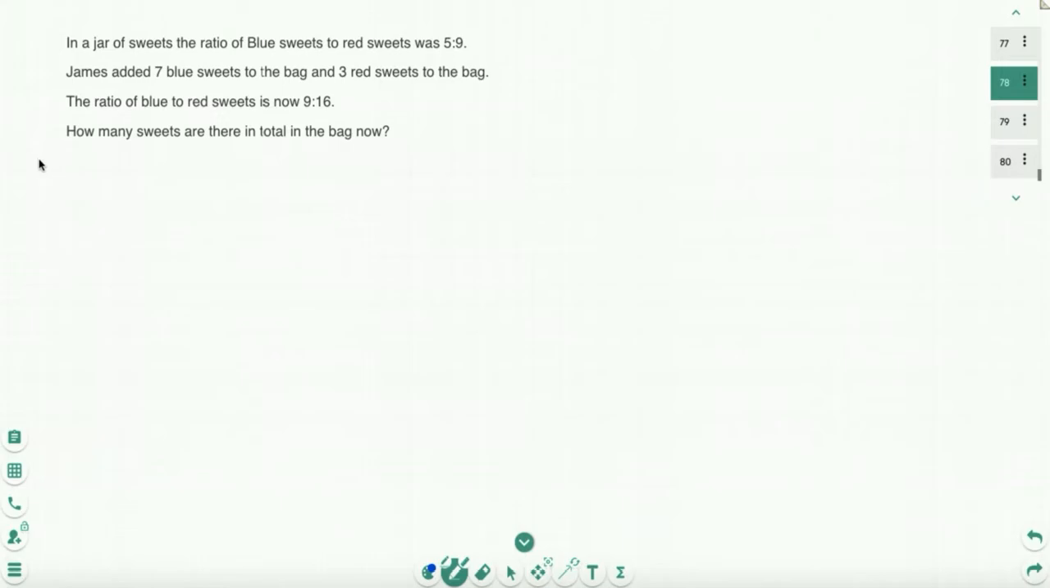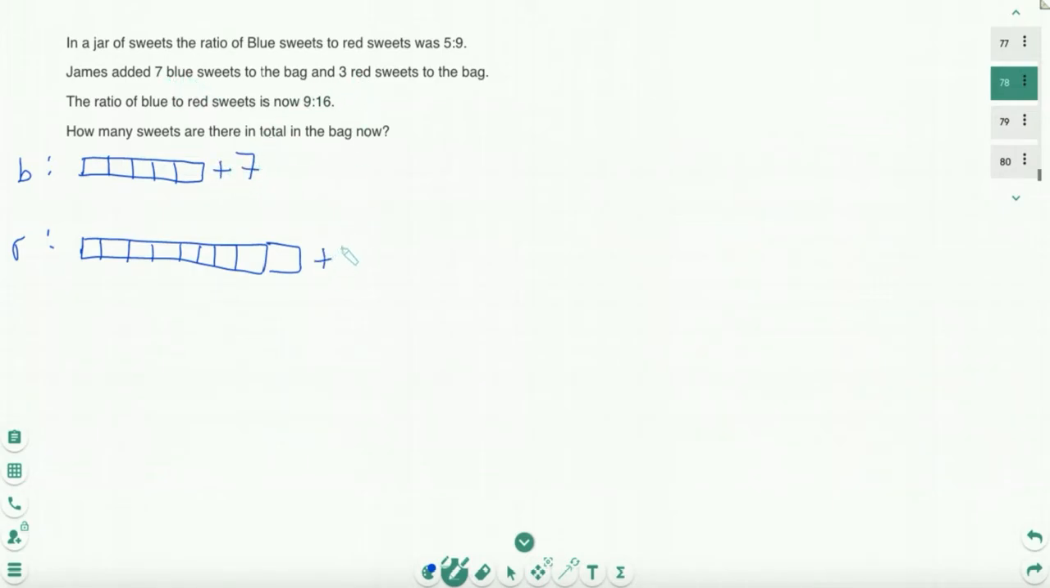Okay, so originally the ratio of blue to red sweets was 5 to 9. Let's draw that out. Blue to red. 5 to 9. So 5 units for the blue and 9 for the red. Now, what did James do? He added 7 blue sweets. So we're going to add 7 to this section and 3 red sweets. And now the new ratio of blue to red sweets is 9 to 16. So blue to red. The new ratio is 9 to 16.